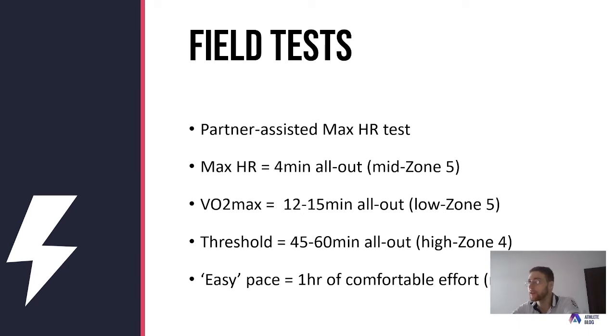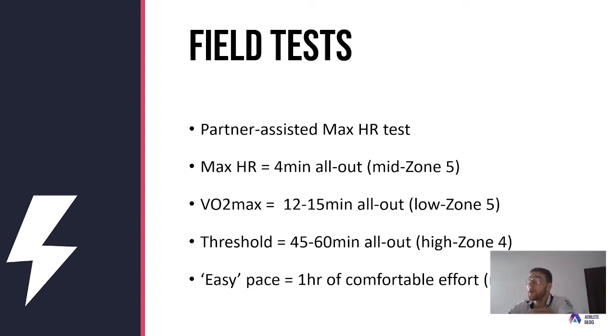Another maximum heart rate test is a 4-minute all-out test. You can do 4 times 2 minutes with 1 minute recovery. You can just do 20 minutes all out. There's a lot of different variants of how you can get yourself to the end of your capacity.